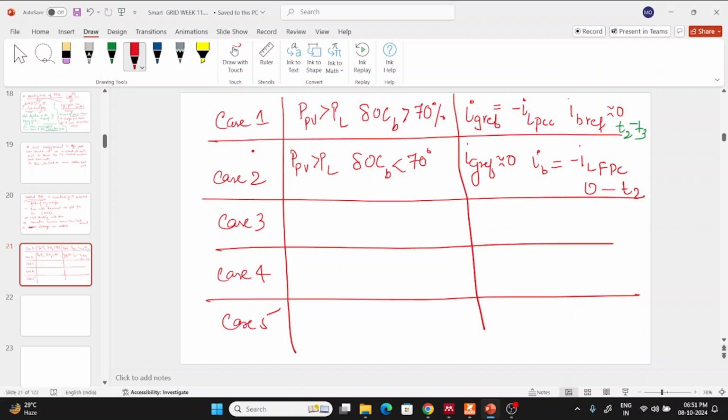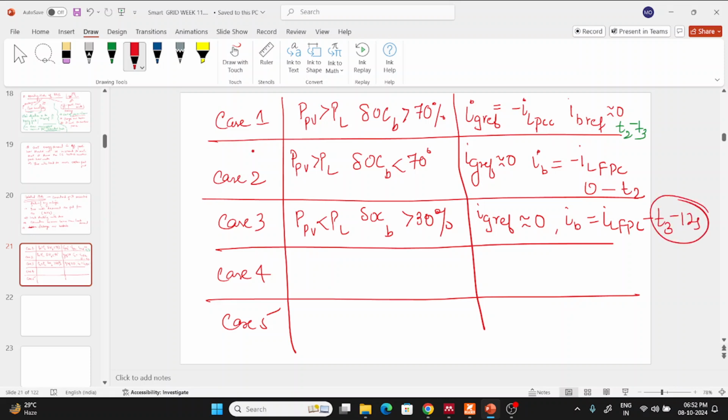Then comes the T3 case. In this condition, we have taken PPV less than P_load and SOC of the battery greater than 30%. Here I_grid_ref is nearly equal to 0 and the battery reference is equal to I_LFPC. This is the third case, and it corresponds to T3 to 12 seconds. This is the duration.